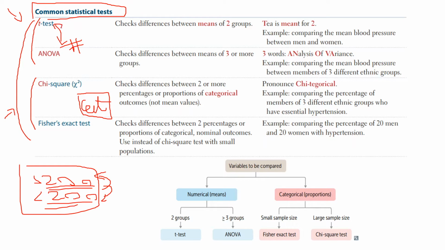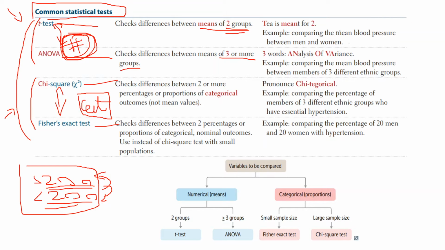It's better to understand the differences between them than to just understand t-test alone, ANOVA alone, chi-squared alone, Fisher's exact test alone. Instead, try and compare them to their partners. So let's start with t-test and ANOVA. T-test looks for the means of two groups. Again, we're focusing on the number, on means, of only two groups. ANOVA, same thing, we're focusing on means, but of three or more groups.